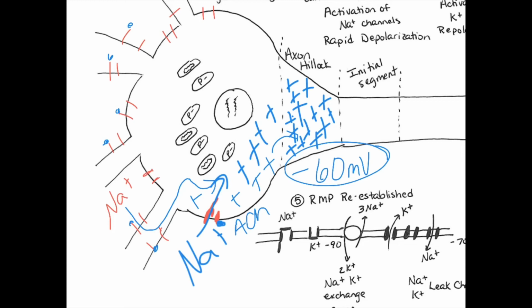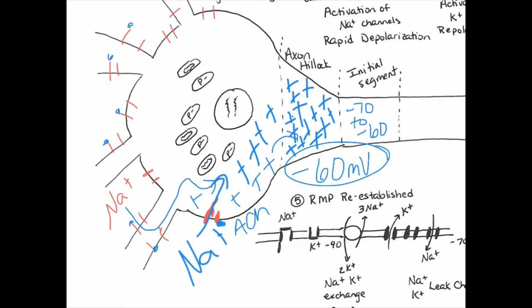So voltage-gated channels are sensitive to voltage changes. That's what they're sensitive to: voltage. We said that to start an action potential, the charge inside the axon has to go from negative 70 to what? What's threshold? Negative 60. Negative 60 is a voltage. That's going to stimulate sodium voltage-gated channels to open.